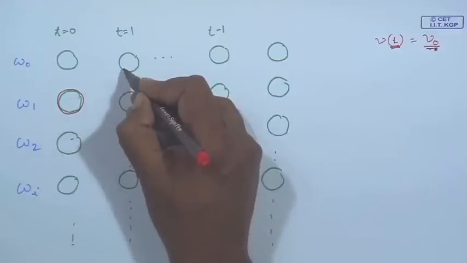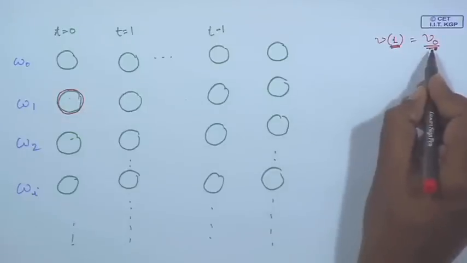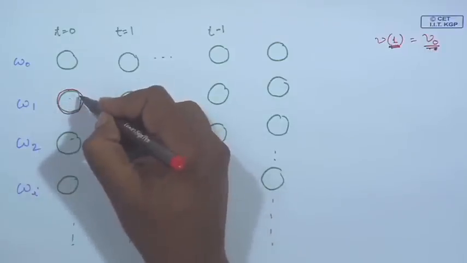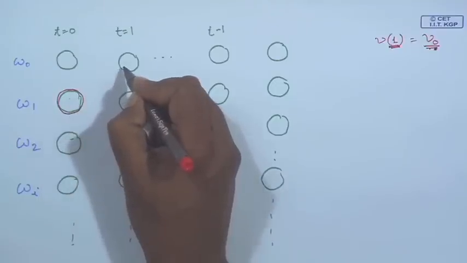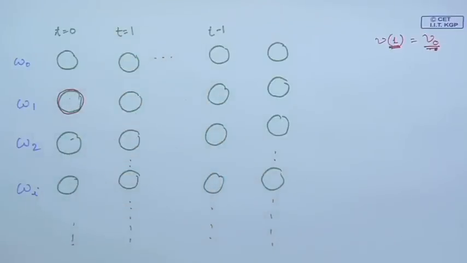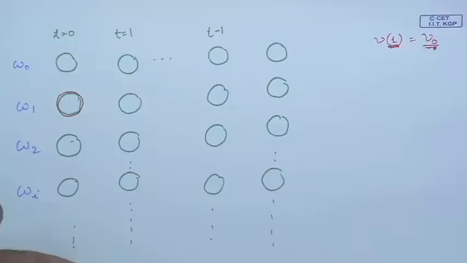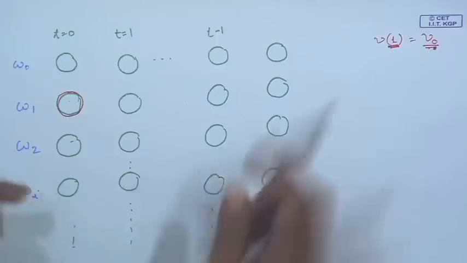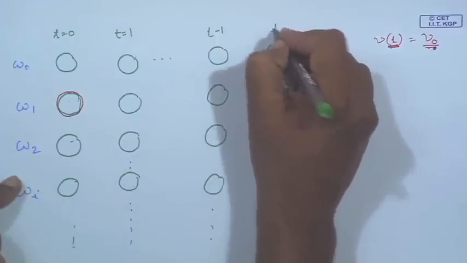If this is not the case, if V1 is not equal to V0, then obviously from omega 1 the model has not made a transition to omega 0 at time step t1, t equal to 1. It has made transitions to some other states. Now, let us consider any of the states, at time step t and so on.